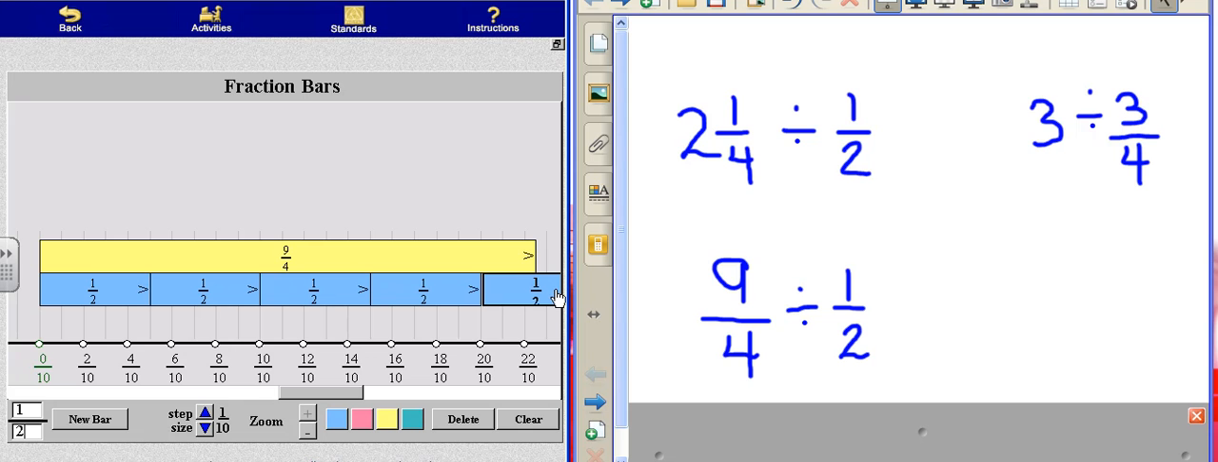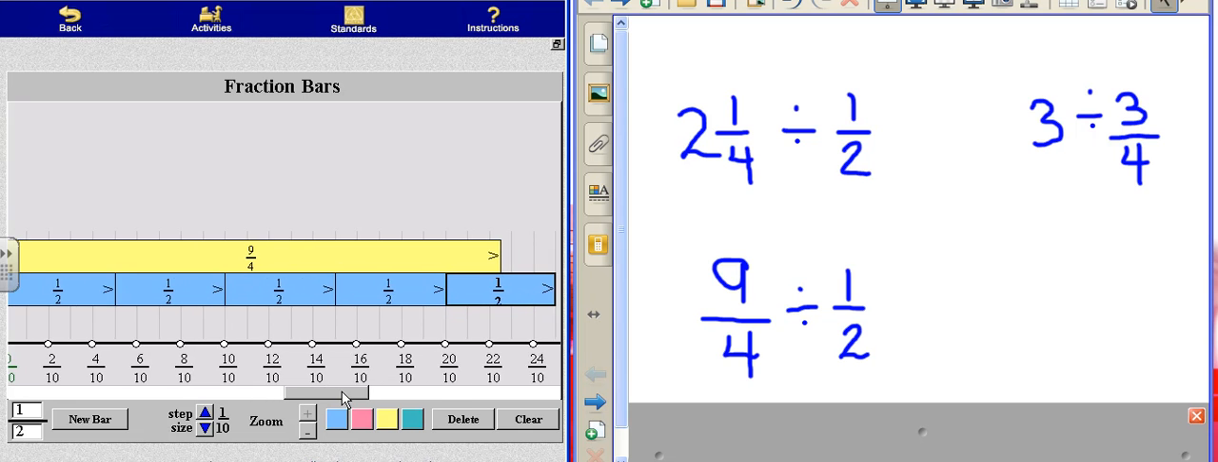Oh, well, we don't need this whole 1/2. Looks like what we need is half of that half. So when we divide 9 quarters by 1/2, our answer is 1, 2, 3, 4 1/2.